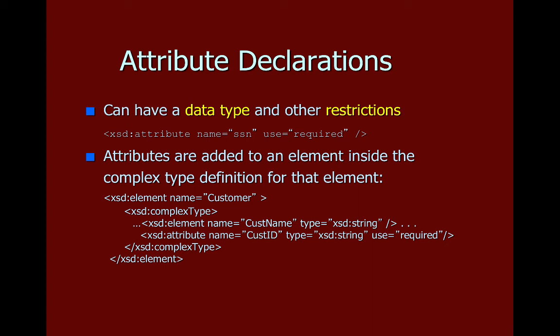In attributes, you can declare the data type and restrictions, just like in DTDs, where you have #IMPLIED or #REQUIRED. In this case, you can use the attribute use equals "required", which means that this attribute is required, right?